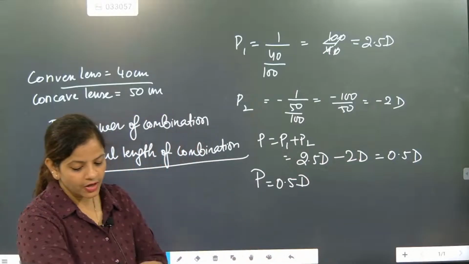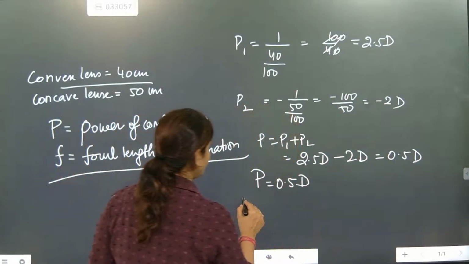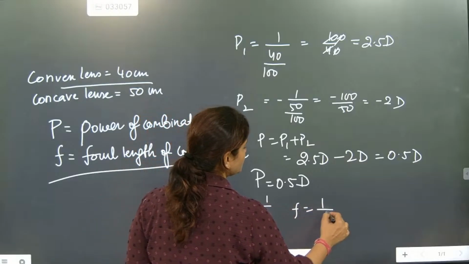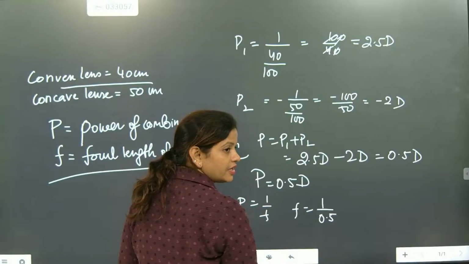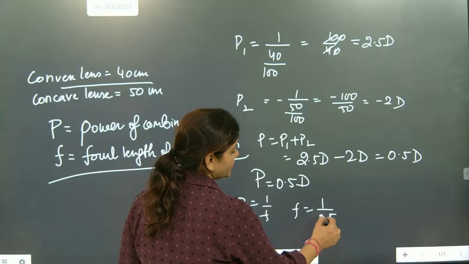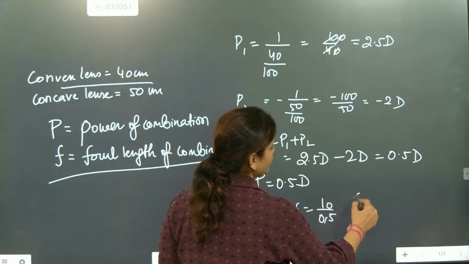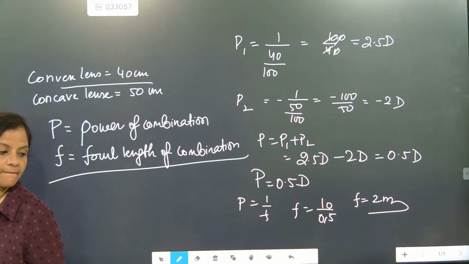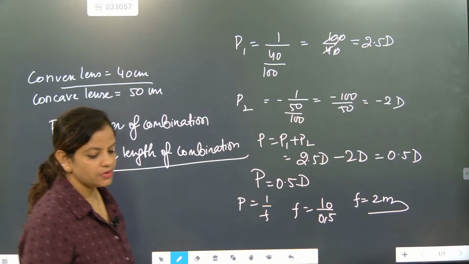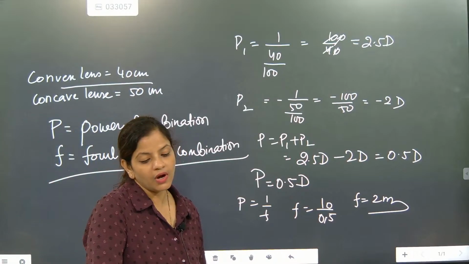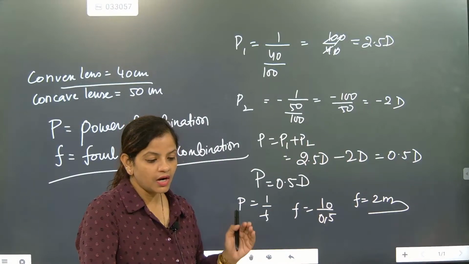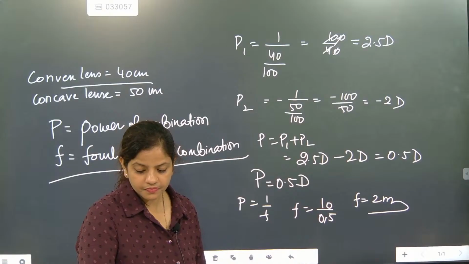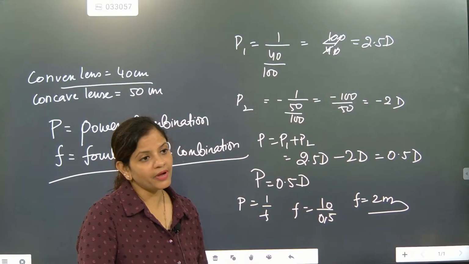So now we are going to talk about the focal length. Power P is equal to 1 by focal length, so focal length is equal to 1 by power, that is 1 by 0.5 diopter. Understood or not? So focal length will be coming as 1 by D in meter, so 2 meter. That's it. So we have 2 meter or 200 centimeter. That's the most important part. I hope you might have understood this one.